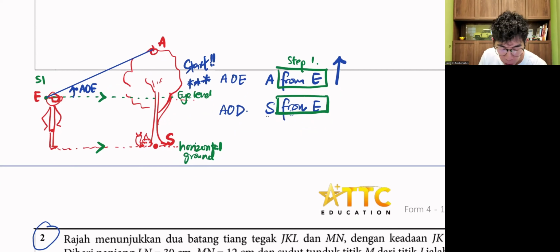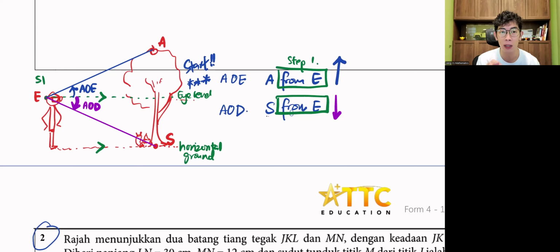Okay, S from E. You go to E, you draw your eye level, done already. And then you draw down to S. Done already. And remember, go to your eye level. Depression means down. Eye level, go down. This is the angle of depression. This is where you place your angle of depression.